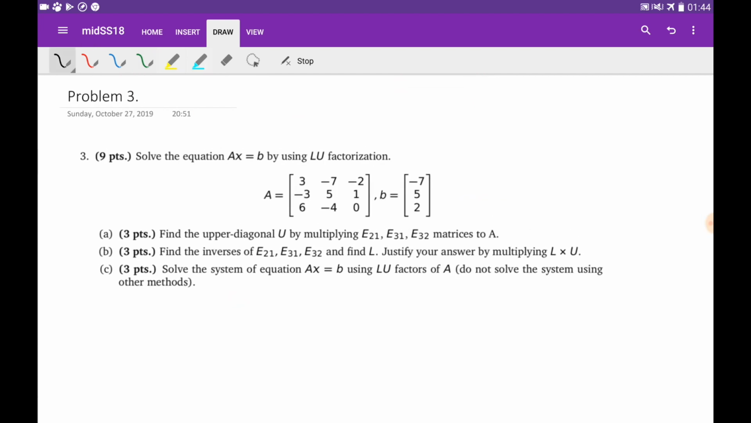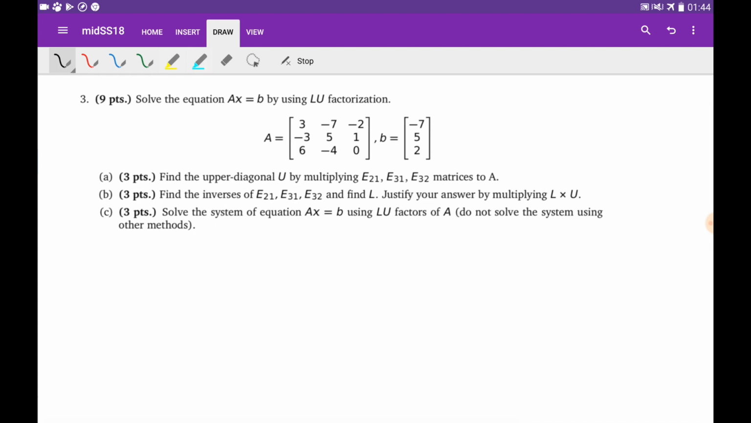So in problem number 3, we need to find the LU decomposition of the matrix A, and just using the LU decomposition, we can solve the system of linear equations by doing forward substitution and backward substitution. So let's find the LU decomposition of this matrix A. In order to do this, we need to eliminate all these 3 elements below the diagonal, so that the matrix becomes upper triangular. So in order to bring this matrix to the upper triangular form, we need to multiply the matrix by the elimination matrices.